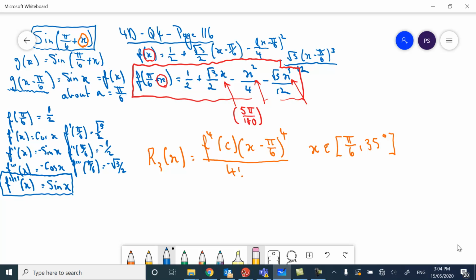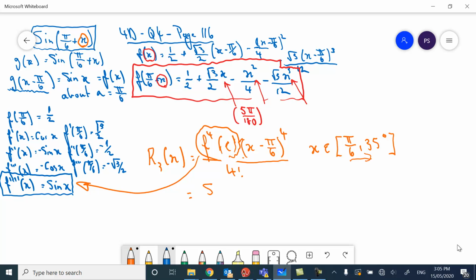So when I look at sine x, because that's my fourth derivative here, let's go back here. This bit here, the fourth derivative is sine, and I need to make that a maximum. Of course, to make that a maximum, my value c will need to be chosen between these two, and of course 35 degrees is going to be the maximum.